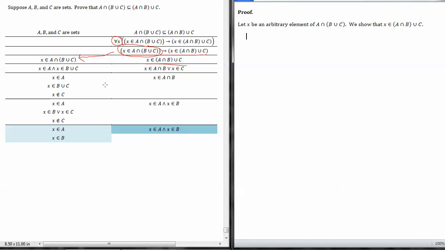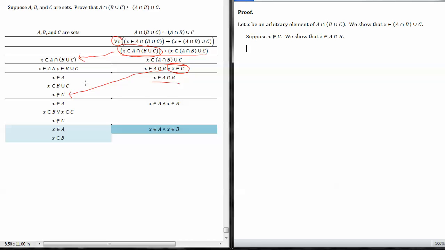Now from there, that's where we wrote out the definition of union as a disjunction, and then we did disjunctive syllogism. So we took half of this disjunction and took its negation as a given, and the other half became our new goal. So we should comment on that. Suppose x is not in C. We show that x is then in A intersect B. Okay.